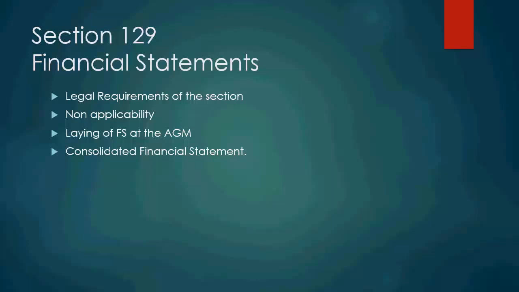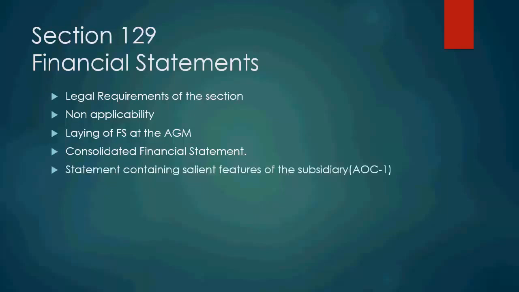Right? Now, Section 129 also demands that we include a statement that will contain the salient features of the subsidiaries. It will be a separate statement accompanying the financial statement, and that will be governed by Rule 5 of the Companies (Accounts) Rules, 2014. And Rule 5 also prescribes a form, which is Form AOC-1, for this purpose.